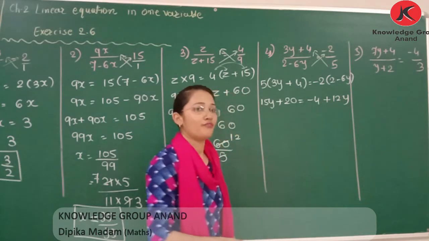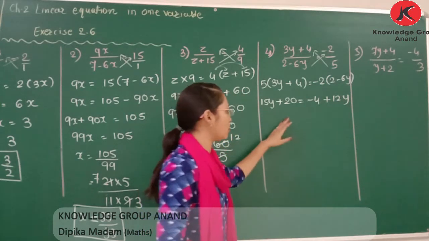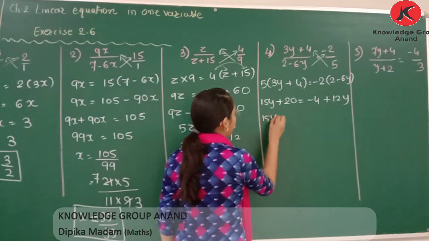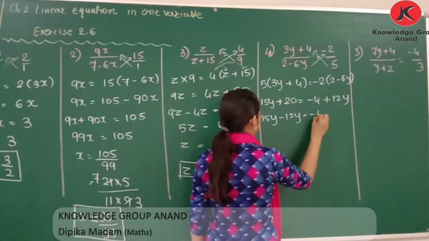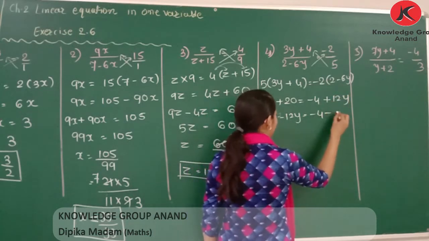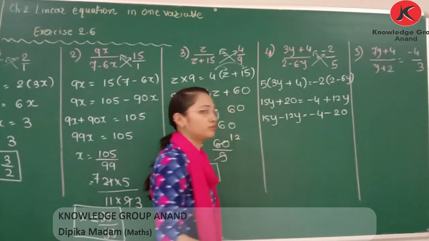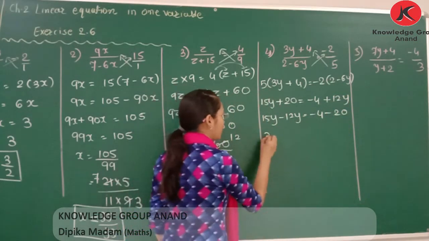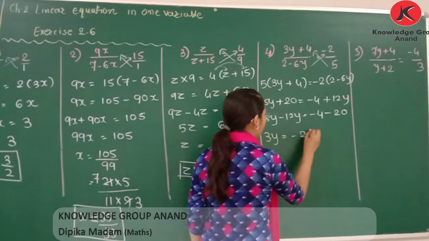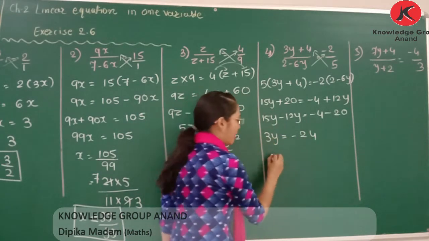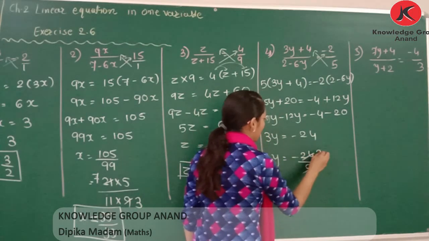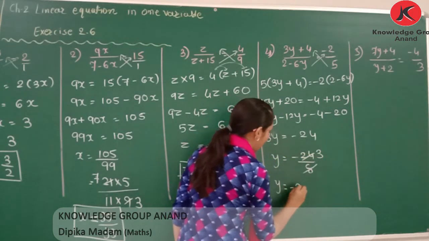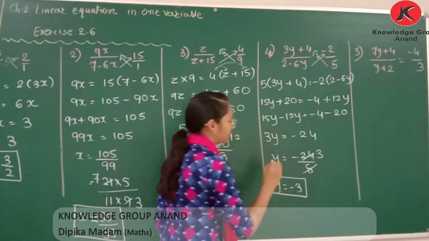Now combining the variable on one side and the constant on the other side. So 15y, 12y on the left side becomes minus 12y, plus 20 on the right side becomes minus 20. 15 minus 12 is 3y is equal to minus 24. Now 3 is in multiplication so it becomes a divide. Cut the common factor, so y is equal to minus 8.